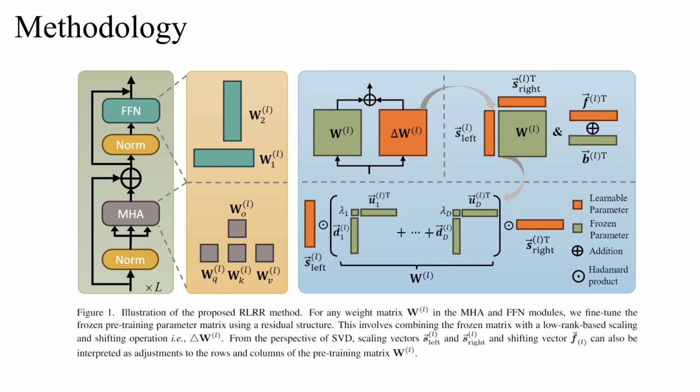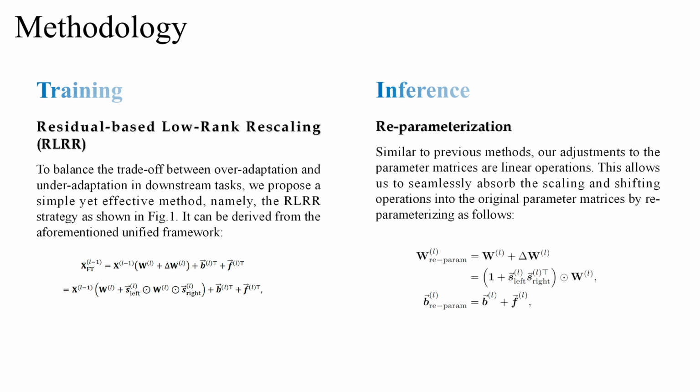From the perspective of SVD, the scaling vectors and shifting vector can also be interpreted as adjustments to the rows and columns of the pre-training matrix. Similar to previous methods, our adjustments to the parameter matrices are linear operations. This allows us to seamlessly absorb the scaling and shifting operations into the original parameter matrices by reparameterizing as follows.